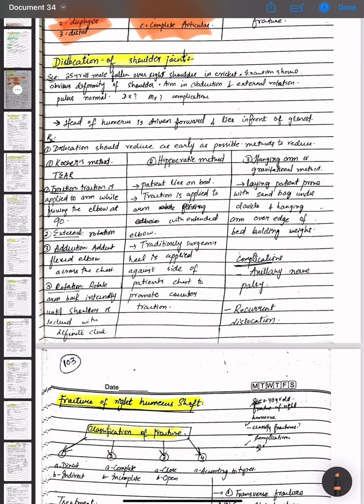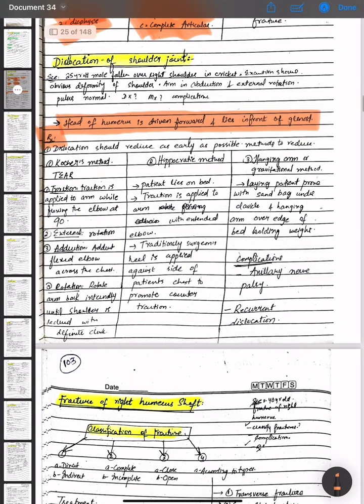These are asked. So, the head of the humerus is driven forward and lies in front of the glenoid. This is the diagnosis we have, as described in the scenario that the 25-year-old male has fallen over his right shoulder in cricket. Now, what are the treatment options for this dislocation? Dislocation should be reduced as early as possible.